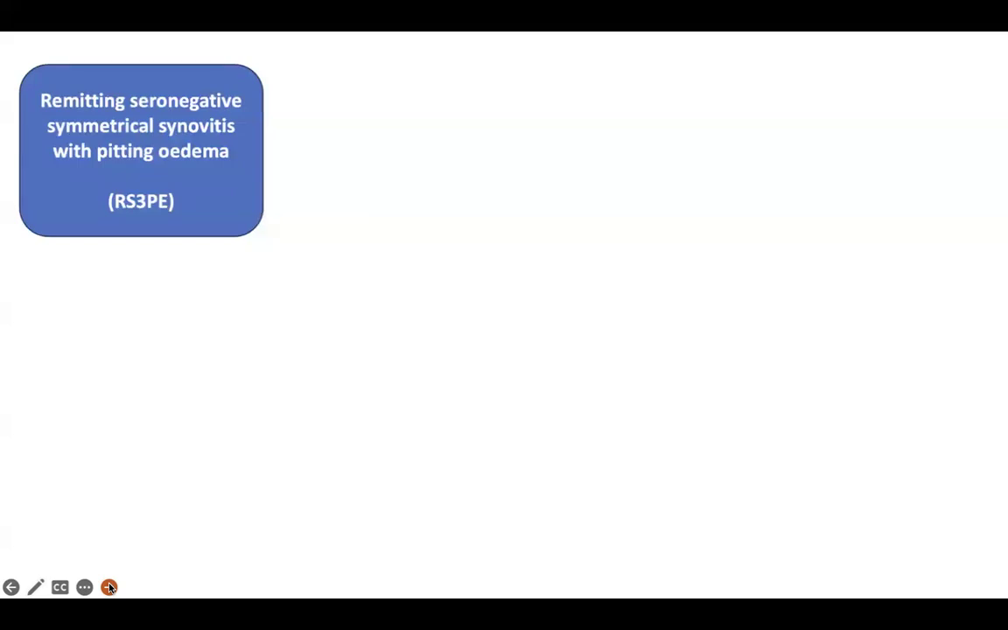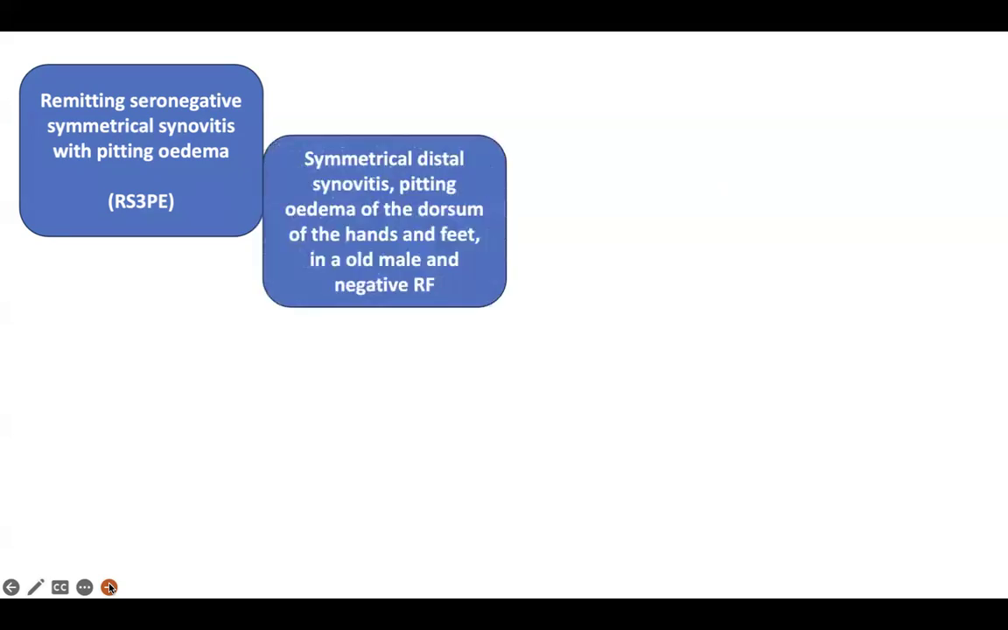Synovitis can also be found in rheumatoid arthritis, but in rheumatoid arthritis, usually in the seropositive cases, the rheumatoid factor could be positive. Here it is a distal synovitis, which can involve the PIP joint or DIP joint, and there must be pitting edema involving the dorsum of the hands and feet. It's particularly more common in older males, and the most important point is that there must be increased acute phase reactants, but rheumatoid factor must be negative.